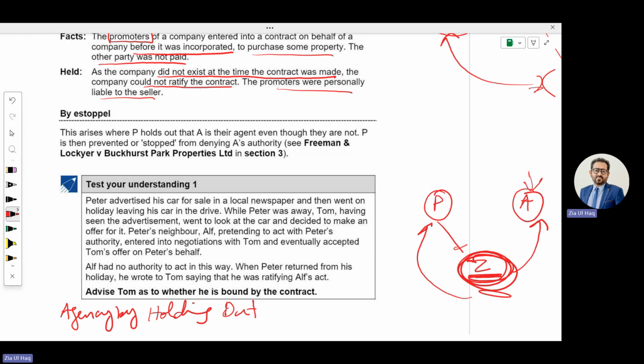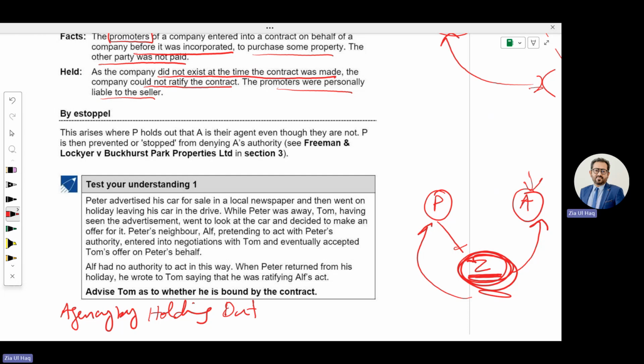Now, if A performed any transaction with third party Z, Z can sue P because he couldn't deny at that time. If A was not your agent, you should deny it. You should speak at the moment, no, he's not my agent. But if instead of denying you just smile, this means you are giving your consent, like, yes, he's saying right, while in fact he was not your agent. Now he will be liable.